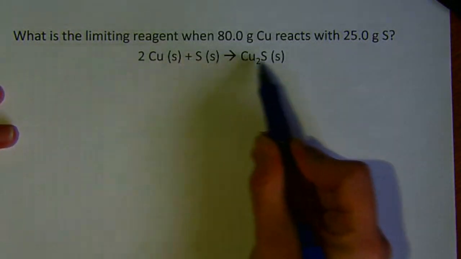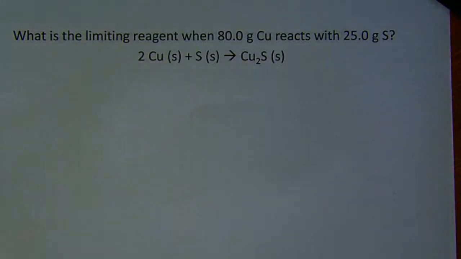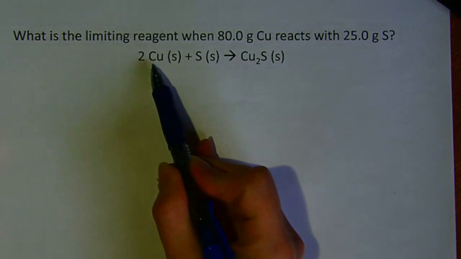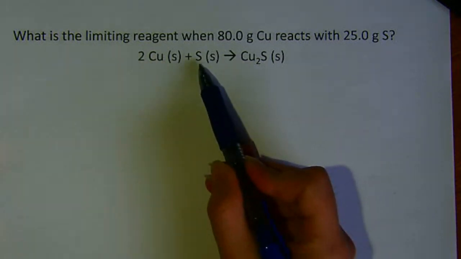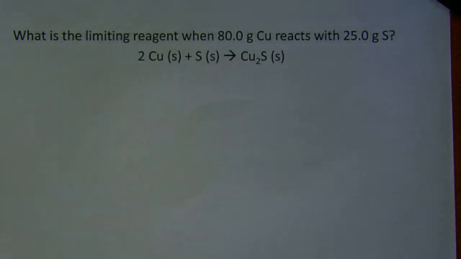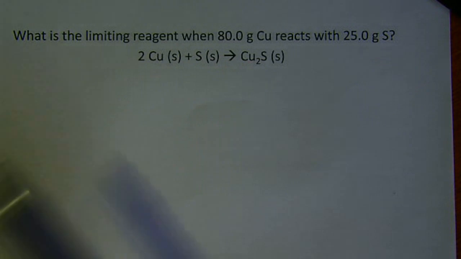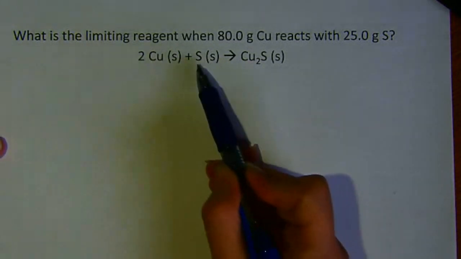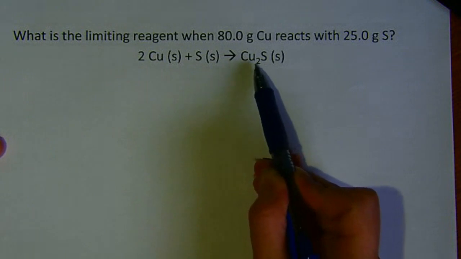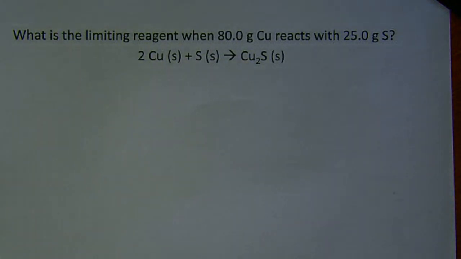Remember that our reaction is always written in terms of ratios of particles. So we could read this as 2 atoms of copper react with 1 atom of sulfur to produce 1 molecule of copper sulfide. But we can also read this in terms of moles. 2 moles of copper react with 1 mole of sulfur to produce 1 mole of copper sulfide. We cannot interpret this in grams.